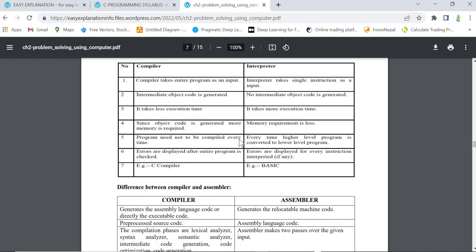The program need not be compiled every time. Every time, the higher level program is converted to a lower level program. So once we compile this program, that's all. Now we can run that program. Errors are displayed after the entire program is checked. Yeah, I told you, after the whole program is checked, only then can we display the errors. Here, for every instruction interpreted, we can display the error. For example, the C compiler; the interpreter is used for BASIC.